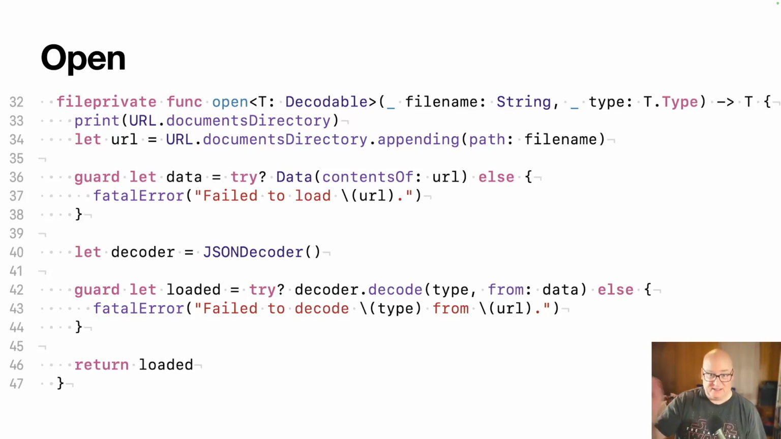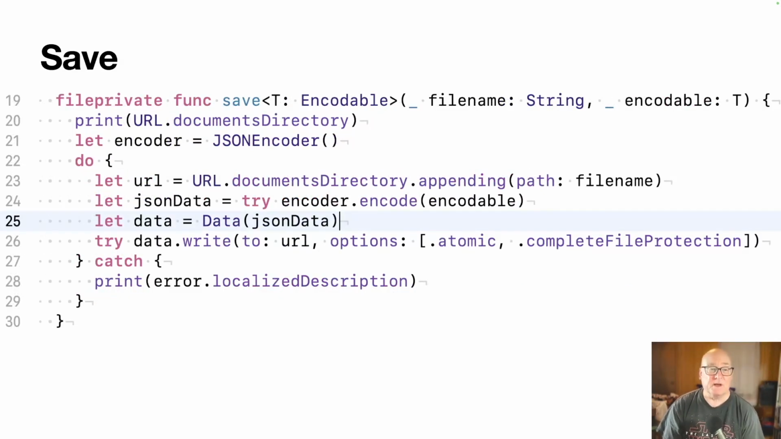We didn't have to write anything specific to our types. We have the corresponding save function. Same thing, just kind of flipped. The type has to be encodable, and we give it the file name and the object that we're going to encode. So once again, we're going to locate that document directory. We'll set up an encoder. We encode the data in 24. We turn it into writable data in 25, and then we write it out.